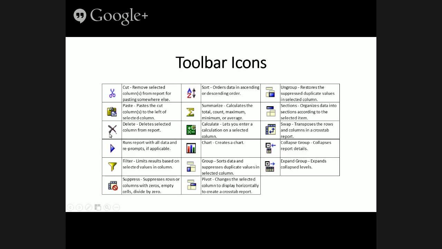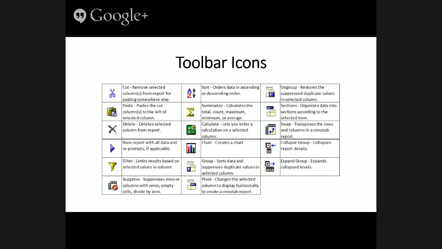The X here is for deleting. If you have a column with data in it that you don't need on the report anymore, you would go ahead and click on the delete, or the X here. I like to call this the play button. It's really the run. If you have prompts, or if you're displaying the report with limited data, and you were to click the run button, it'll show you all the data.